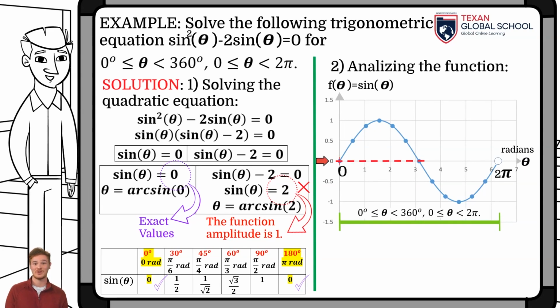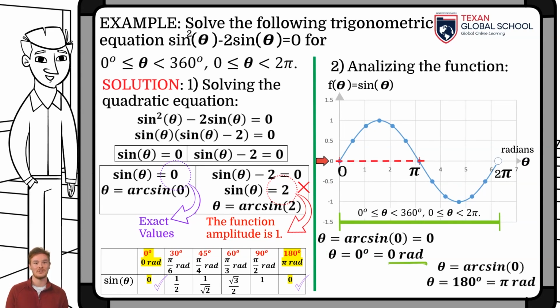It should be noted that 2 pi is not a solution, since the domain interval is open. In this way, we obtain two solutions for this trigonometric equation: when theta is equal to 0 degrees or 0 radians, and when theta is equal to 180 degrees or pi radians.